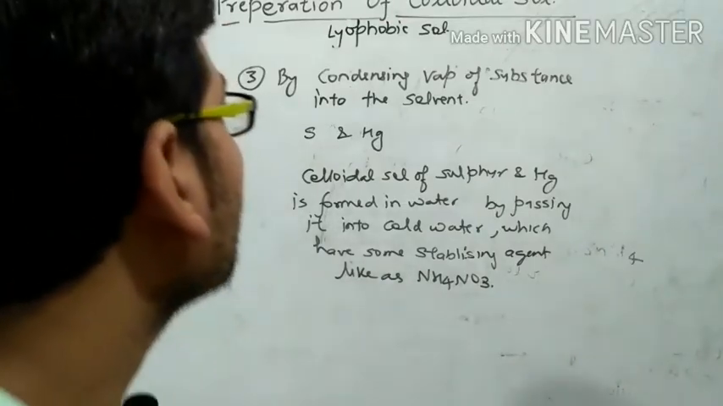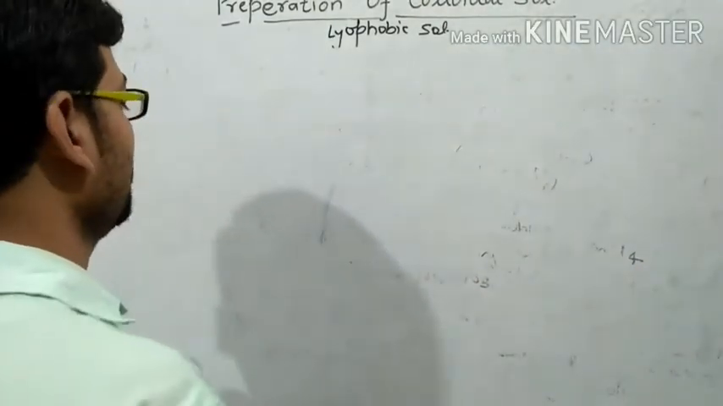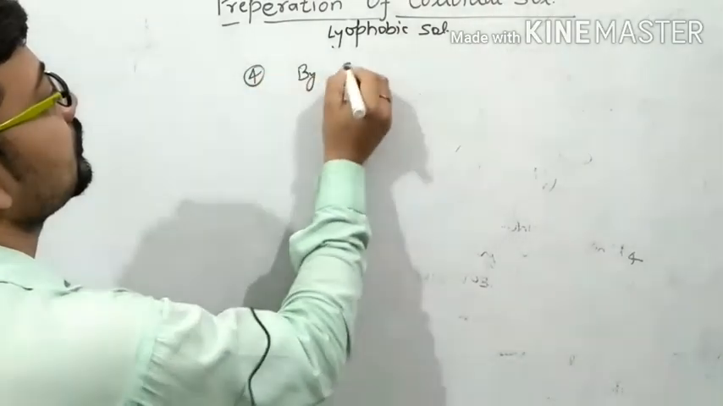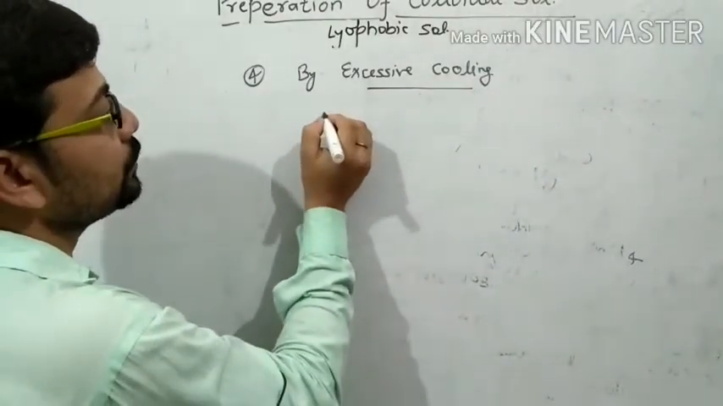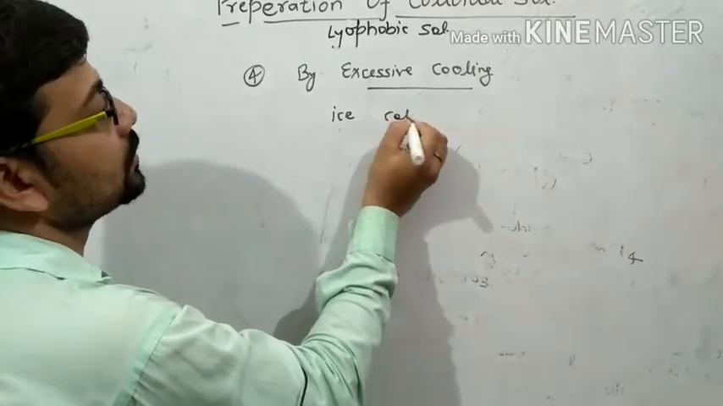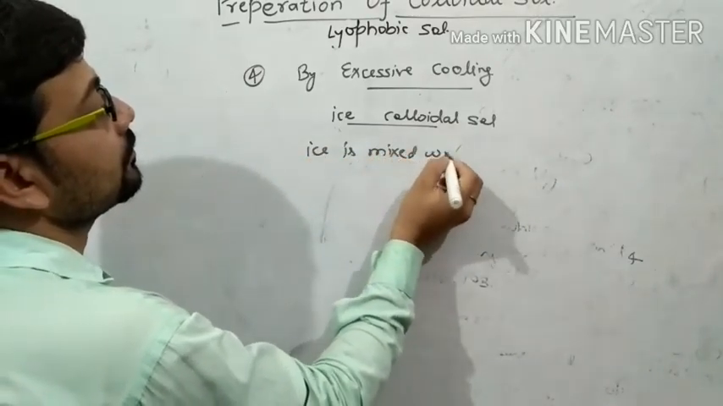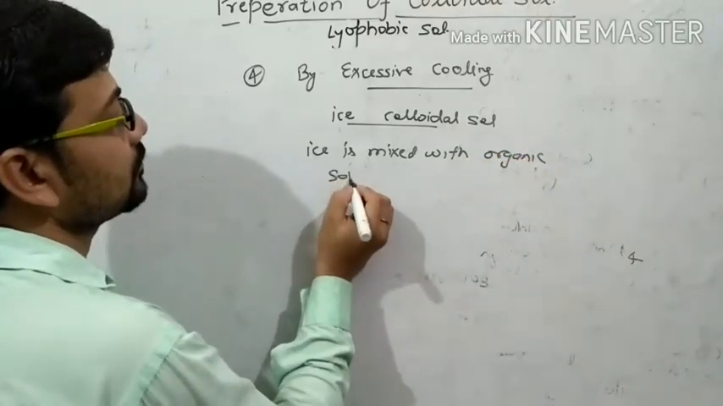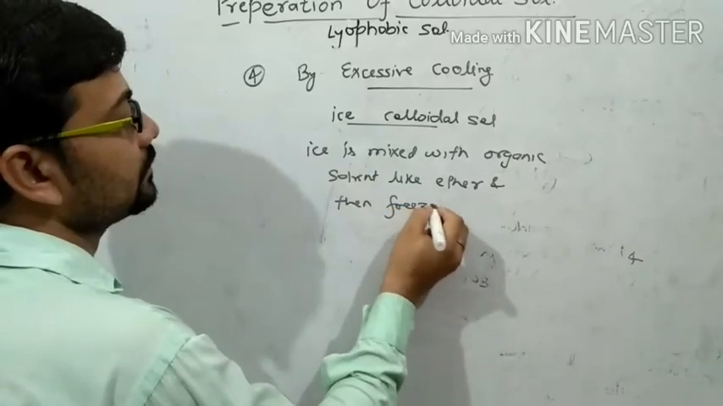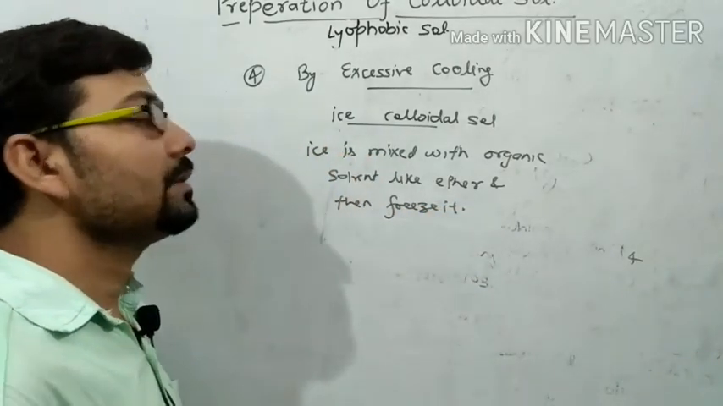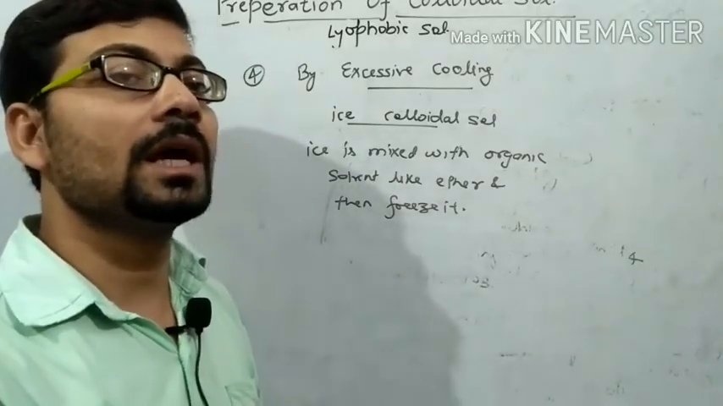By which you can convert a substance into colloidal form. Now the fourth is by excessive cooling. Basically, it is used for making an ice colloidal solution. Ice is mixed with an organic solvent like ether and then frozen. जब हम इसे freeze कर देंगे, then the colloidal ice sol will be formed, right? So these are the methods by which you can form the lyophobic sol, right?